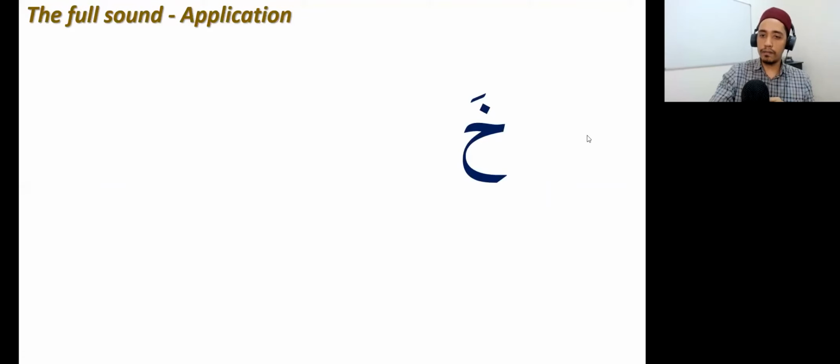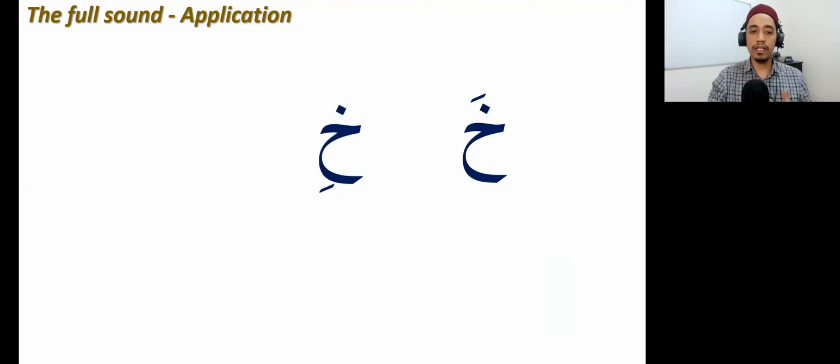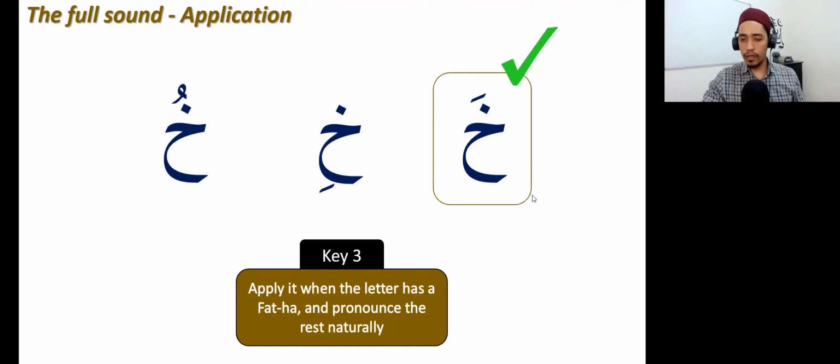If you have the letter Kha with a fatha, it will be Kha. With the kasra it is Khi, and you'll see it's just like the other letters: bi, ti, thi, ji, hi, khi. And here, khu, just like the other letters: bu, tu, thu, ju, hu, khu. So let's conclude that when you see this letter and you want to apply the full sound, apply it when the letter has a fatha, and pronounce the rest naturally. Don't worry about it. Does that answer the question that some of you asked so far?